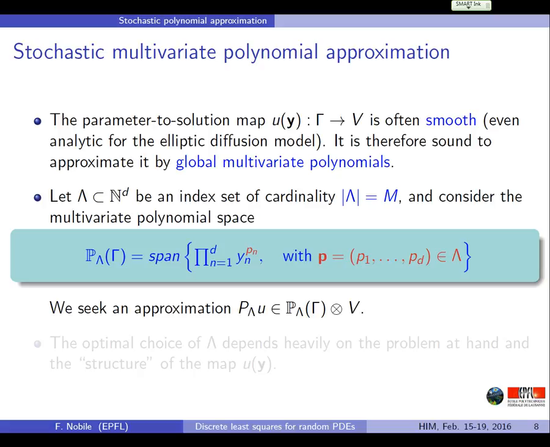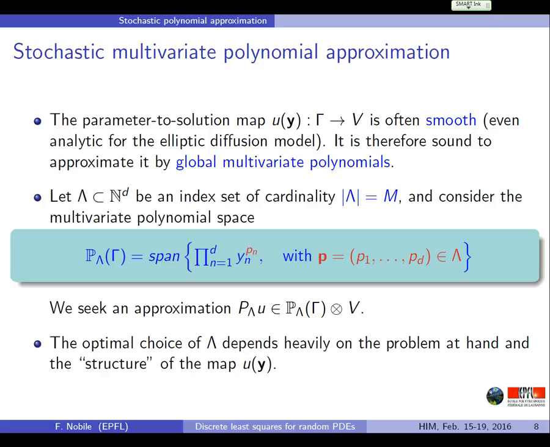So I define a polynomial subspace P indexed by lambda, where lambda is an index set, which basically lists all the monomials I want to retain in my approximation. So I'm approximating in terms of y. Each monomial will be y_n to some power p_n, and p is a multi-index that gives the degree in each variable, and the lambda set lists all the degrees that I'm using for each variable. So lambda becomes my discretization parameter in some sense.